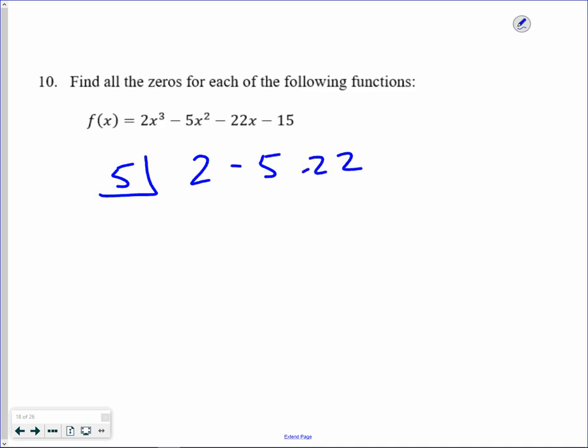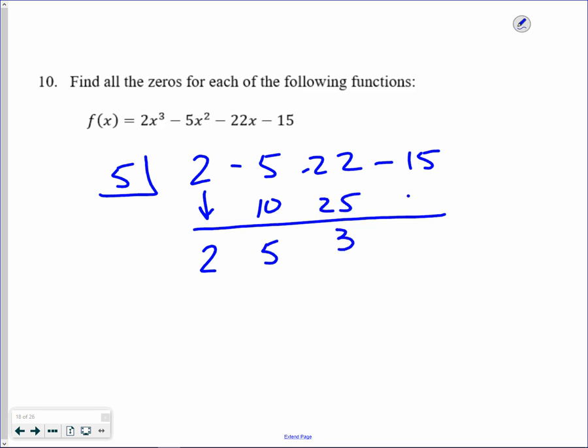So you have to prove it. You cannot just write down the answers that you think it is. You must show your work on this. 5. So I'm going to do synthetic division; the remainder should be 0 if it actually works. And it is. So now I am down to a quadratic.